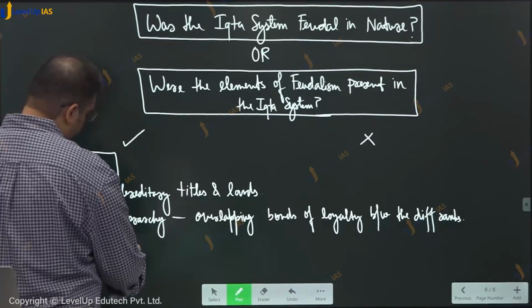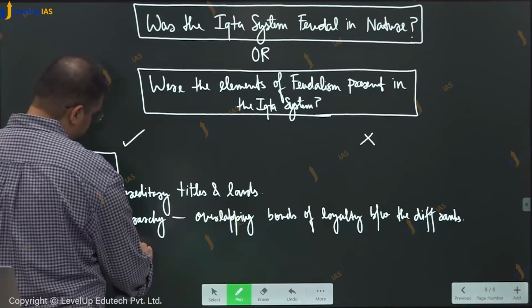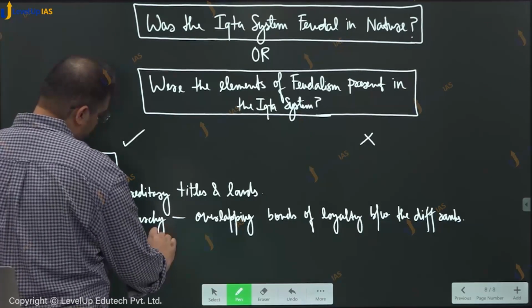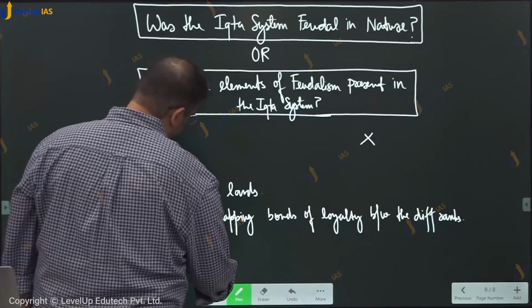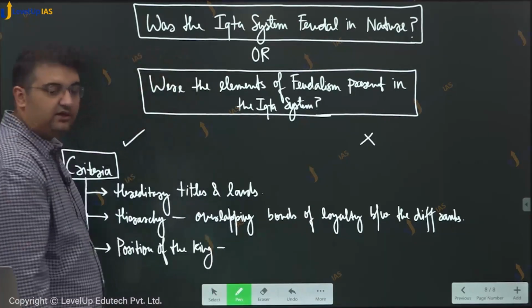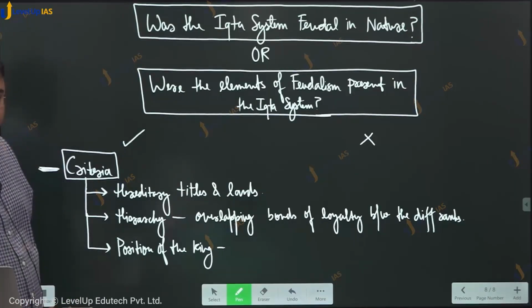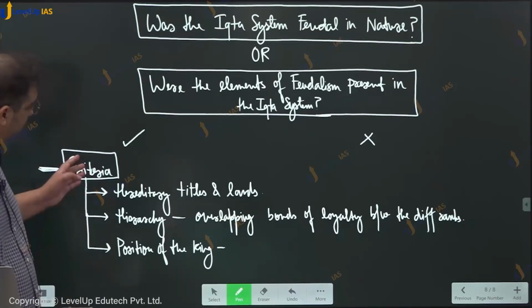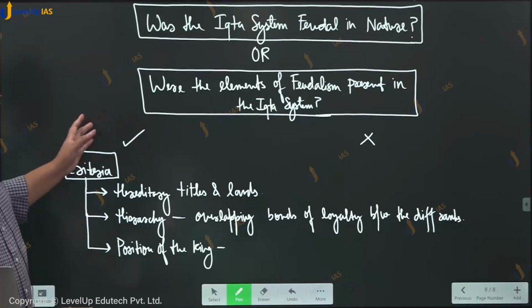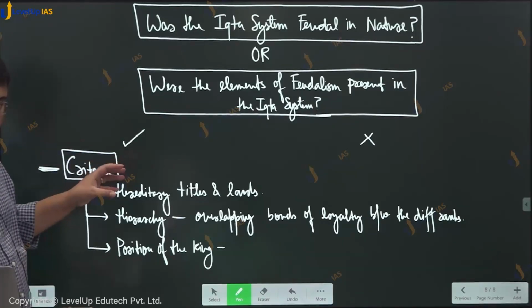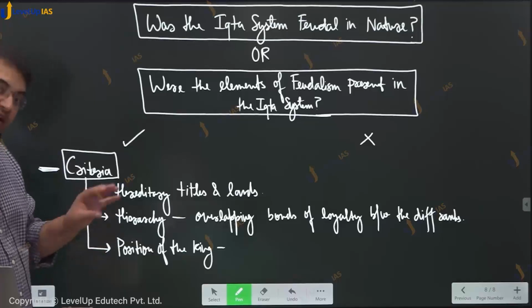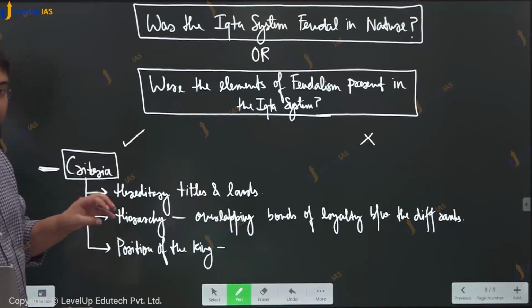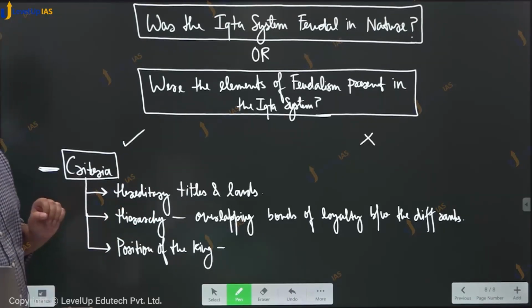Thirdly, the position of the king कैसा होना चाहिए, स्ट्रॉन्ग या वीक? फ्यूडलिज्म में किंग का पोजीशन बहुत स्ट्रांग होगा. Will he be very strong? Will he be able to impose his will upon each and every subject, even the highest of nobles? Or will his position be extremely weak? वीक होगा.